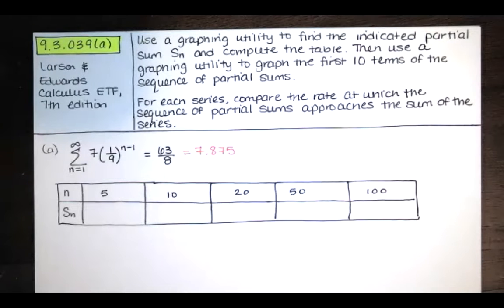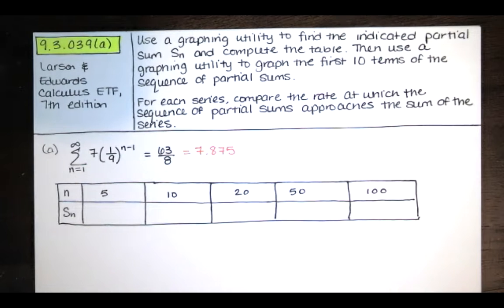In this video, we solve problem 9.3.039, Part A, from the Larson and Edwards Calculus Early Transcendental Functions text, 7th edition. We're asked to use a graphing utility to find the indicated partial sum S sub n and complete the table. Then we're asked to use a graphing utility to graph the first 10 terms of the sequence of partial sums.